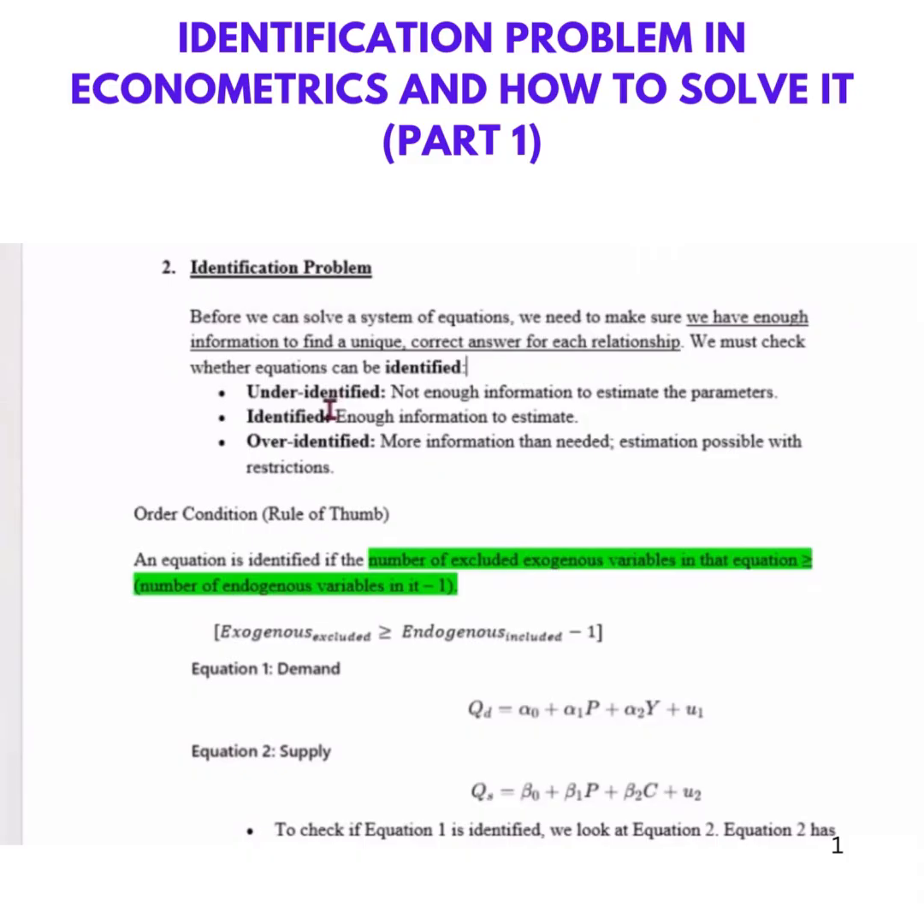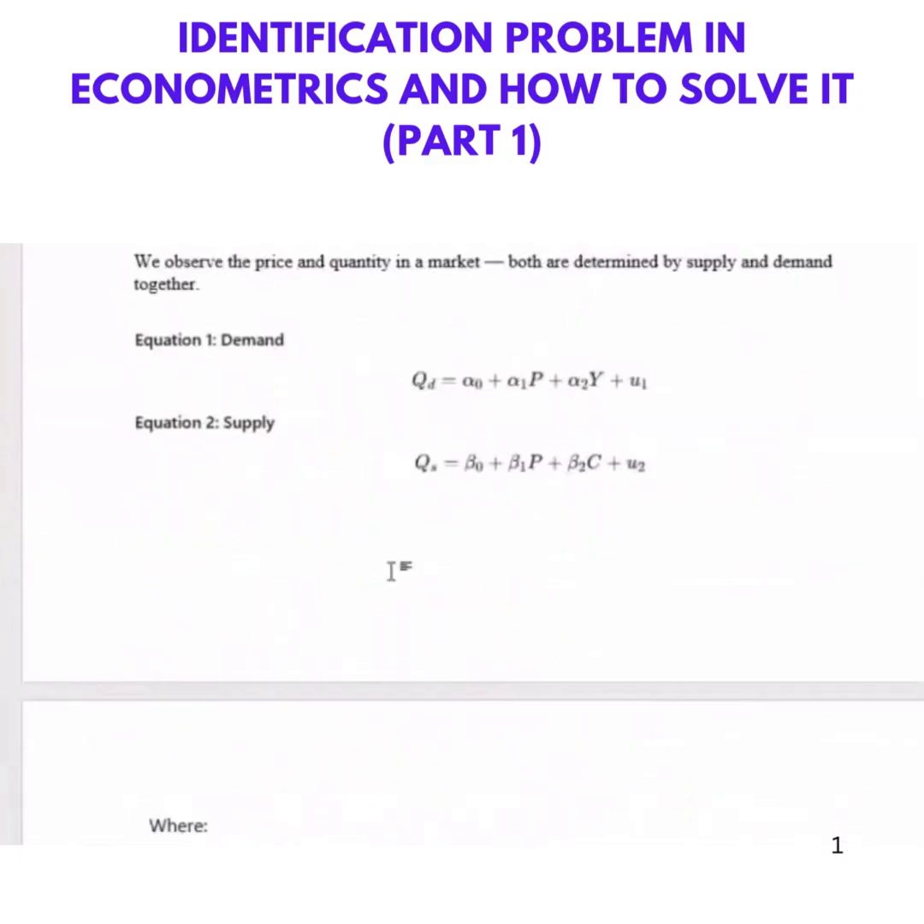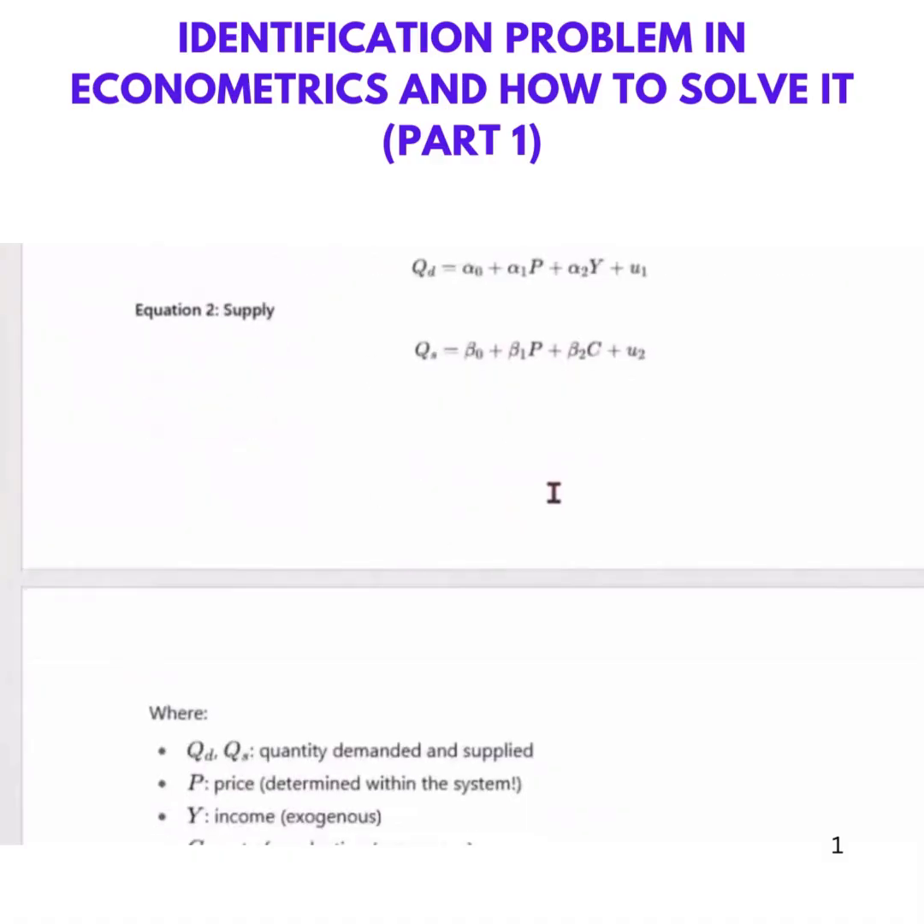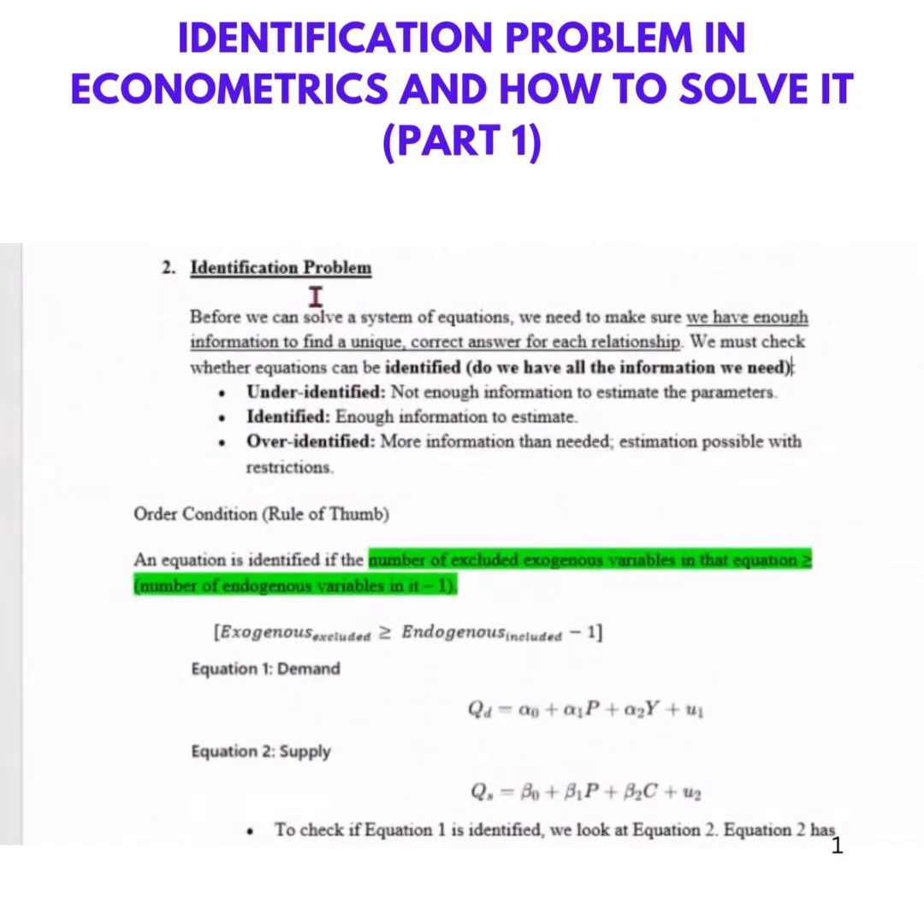So by identification, we mean, do we have all the information we need? For these two simultaneous equations, do we have all the information that we need to run the analysis? So that is another problem, and that problem is what we are calling the identification problem.